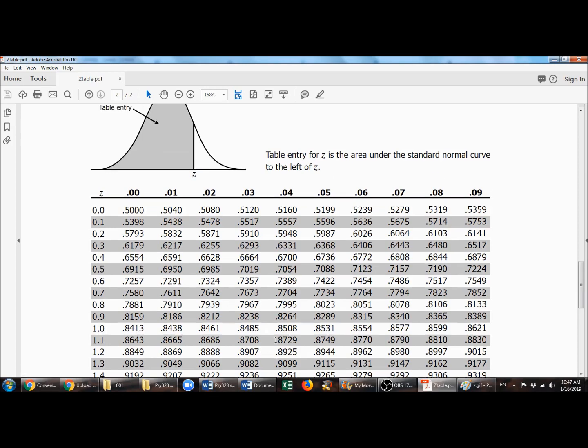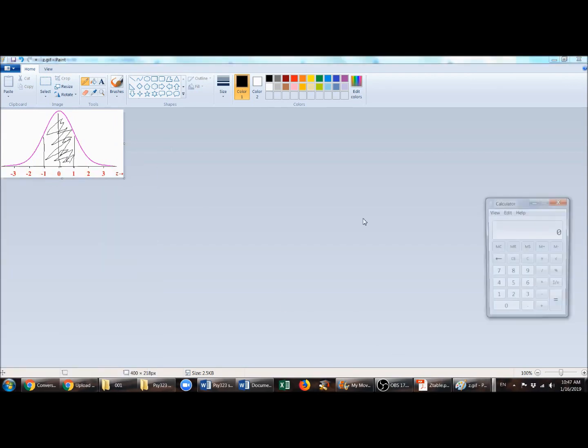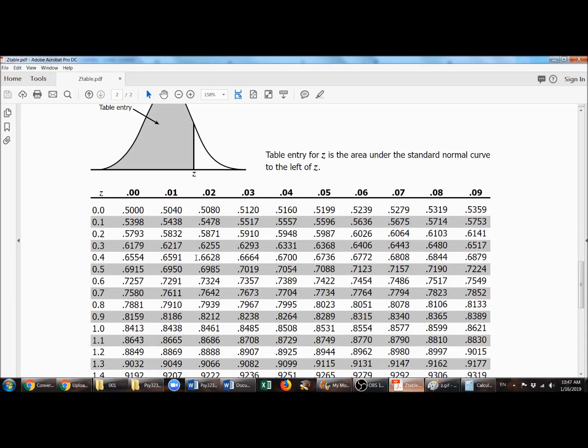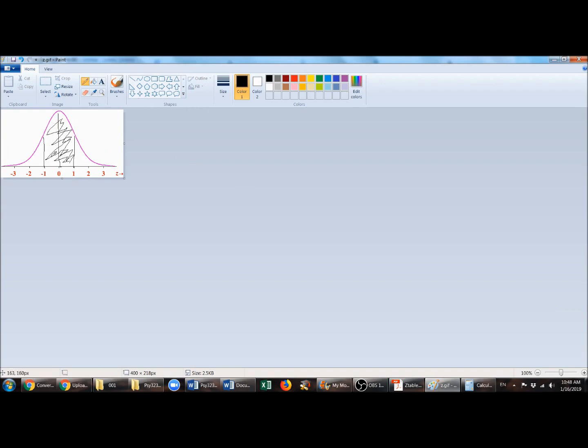Now 84.13 includes this 50%, right? So in other words, this area will be 84.13 minus 50%, so it's 34.13, right here. But what I want to know is one standard deviation above and below the mean. So all we need to do is times 2. 68.26. So this whole area is 68.26% relative to the whole distribution.